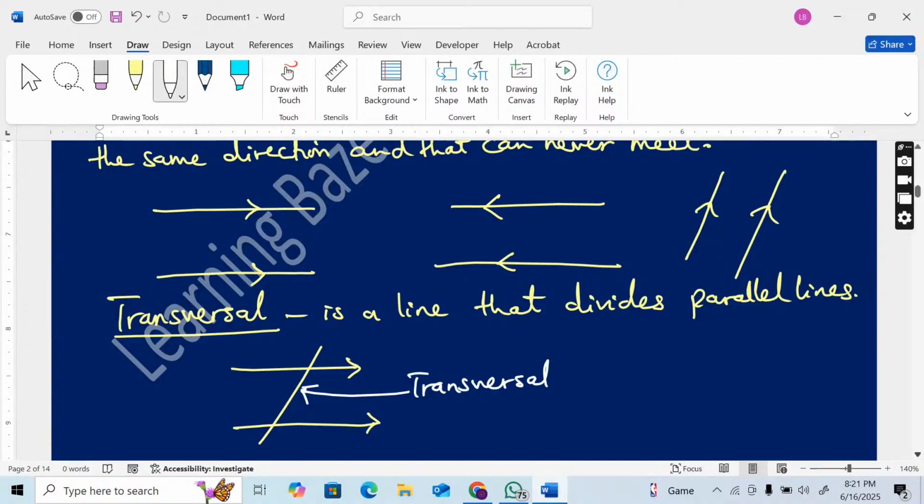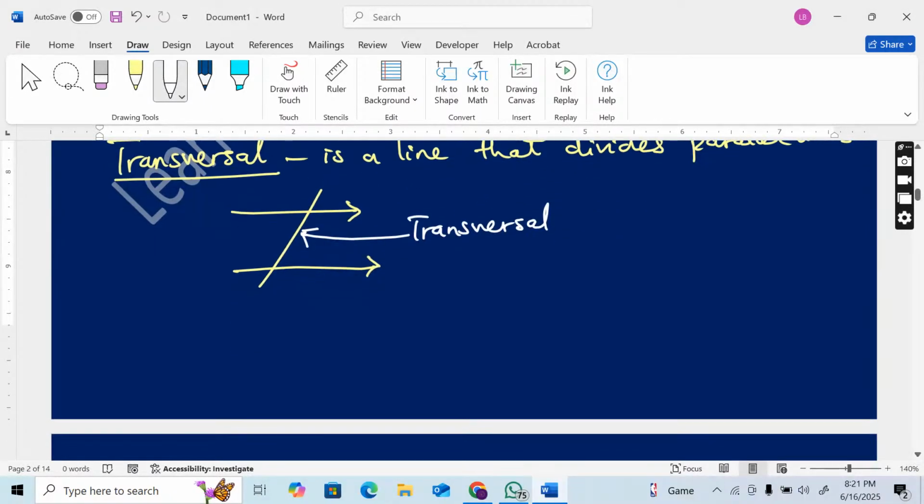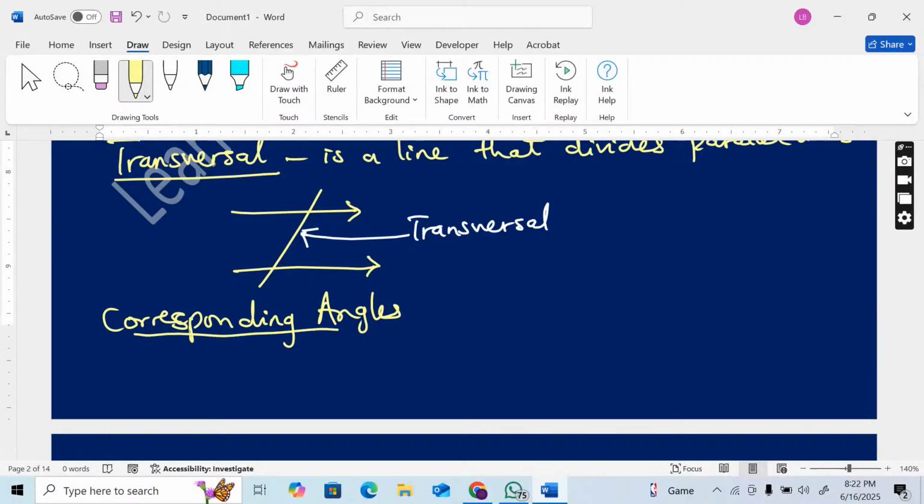All right, so on the parallel lines, we have some angles that are formed using parallel lines. These angles are called corresponding angles and alternate angles. Let us discuss the first type of angle, corresponding angles. These are angles that are at the same position.